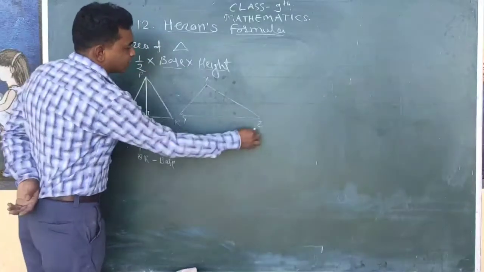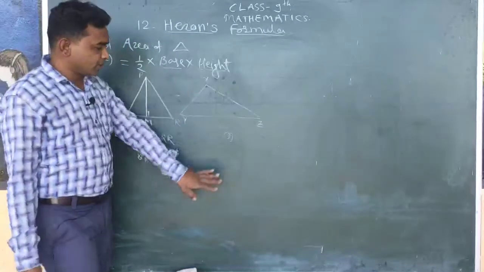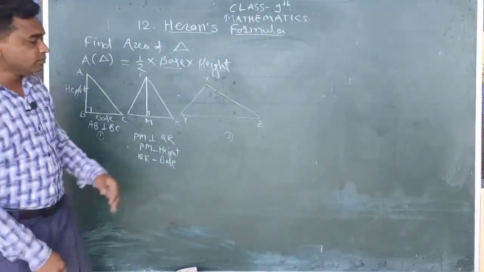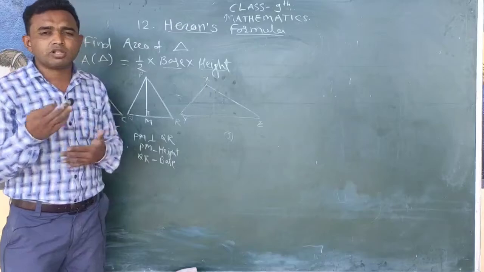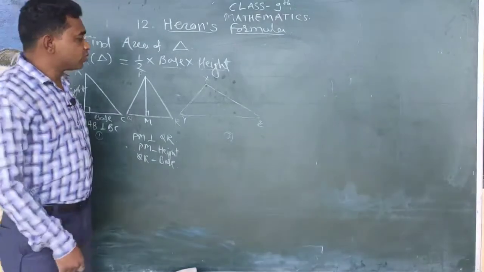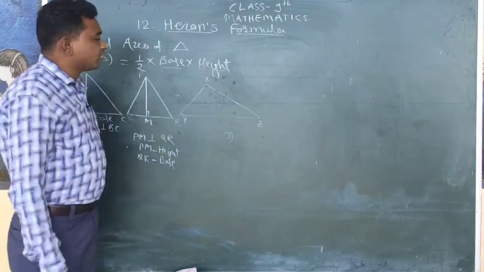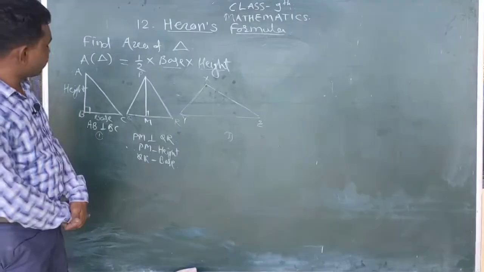Given the name, triangle figure number 3. This is a scalene triangle. A scalene triangle is a triangle in which all three sides have different measurements. So in this triangle, now we have to find the area. Again the same problem occurs.